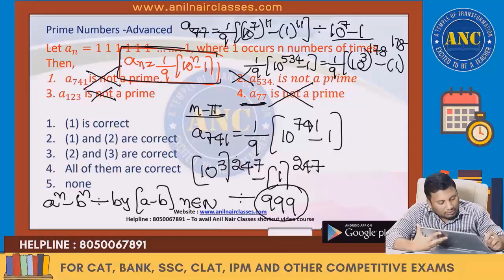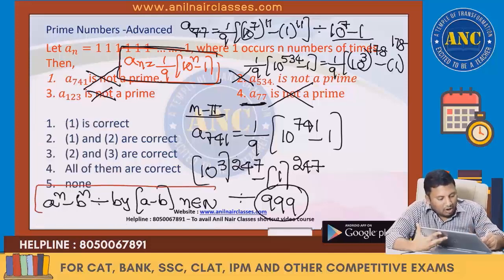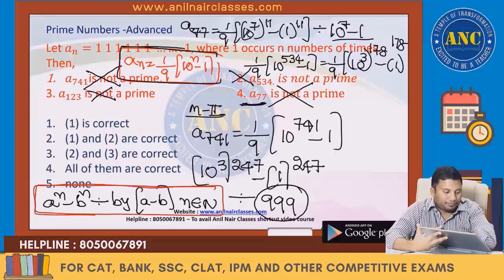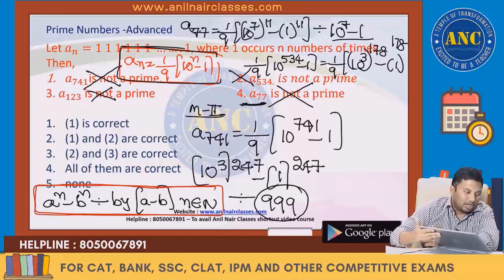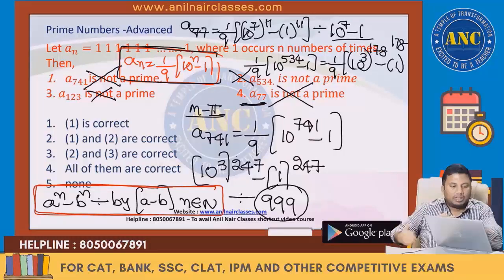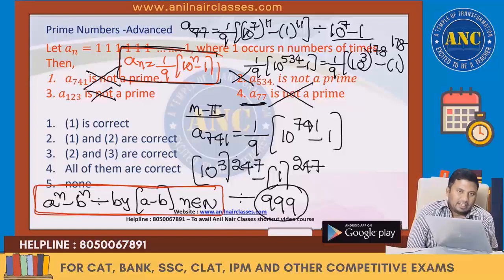What is the concept that I am using? A power n minus b power n is always divisible by a minus b, if n is a natural number. I hope the idea is clear.